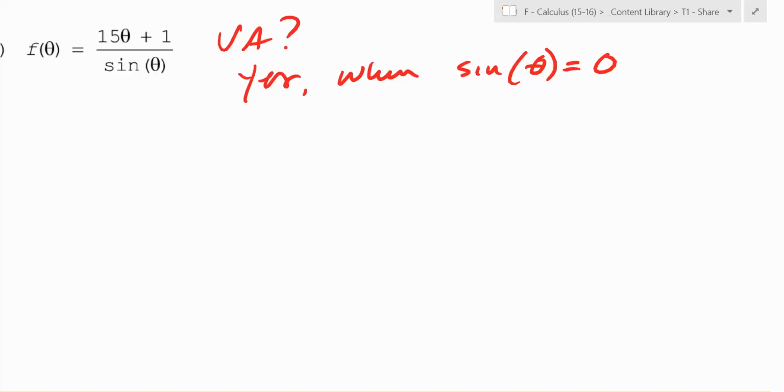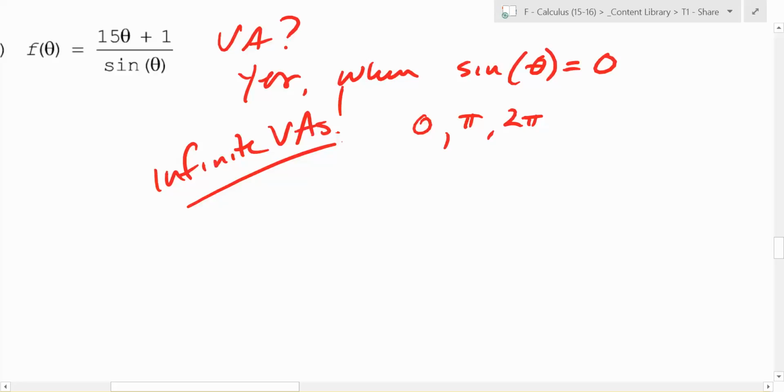Yeah, it's 0, pi, 2 pi. It's any multiple of pi, actually. How many vertical asymptotes does this have, actually? Infinite VAs. So is this continuous? Nope.